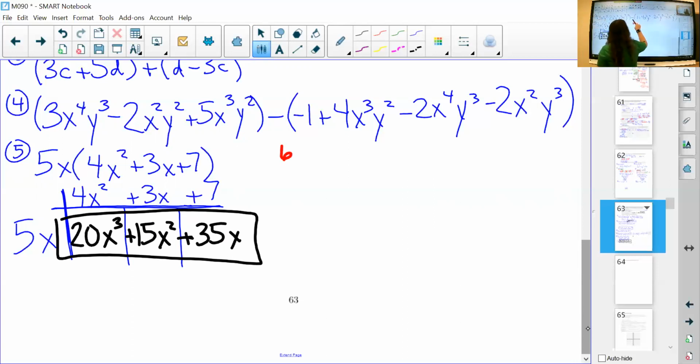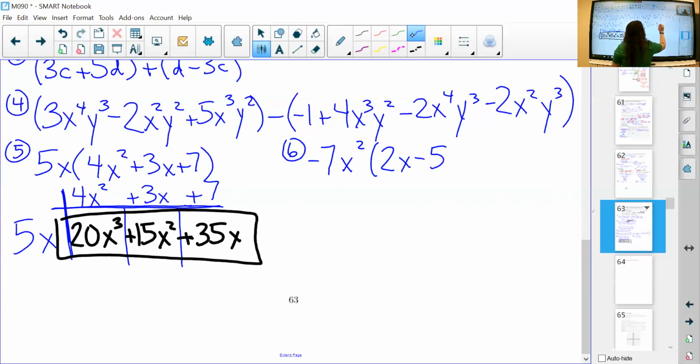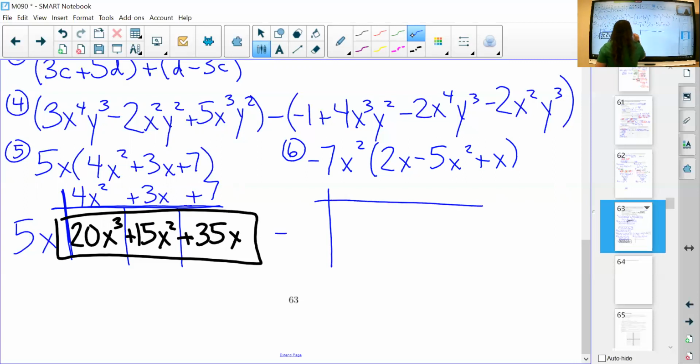So example 6, negative 7x squared times 2x minus 5x squared plus x. Okay? So there are a few ways to do this. I'm going to start by making my chart again. I have negative 7x squared out on the left. I have 2x minus 5x squared plus x across the top, just straight from here.